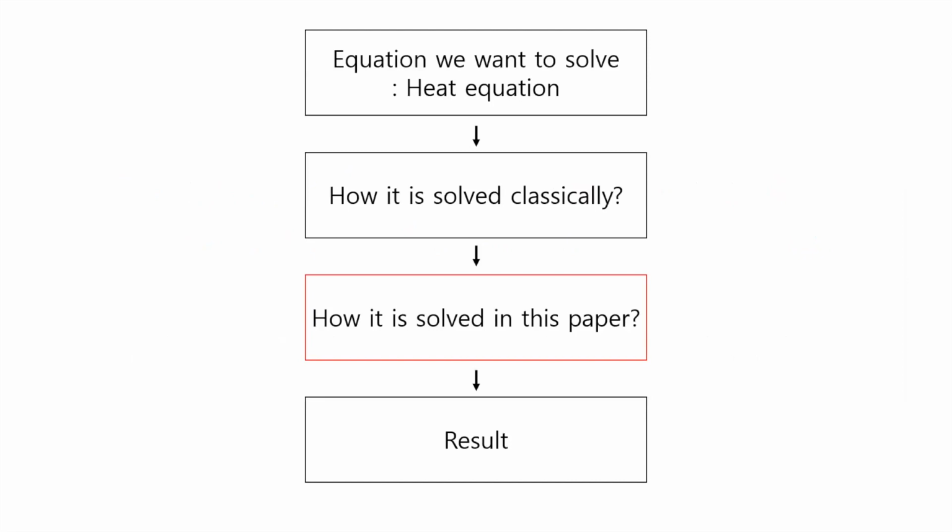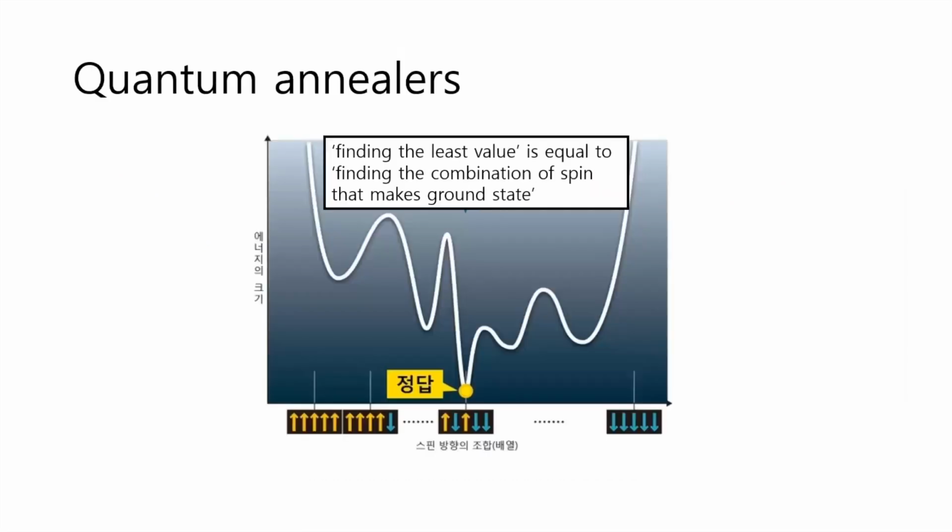Now, this is the main part, where I will introduce how it is solved in this paper. This paper uses quantum annealers. Quantum annealers use a series of qubits to find the least value of a function. Finding the least value is equal to finding the combination of spins that makes the ground state, which is just an Ising model that we have learned in the mathematics for physics class.